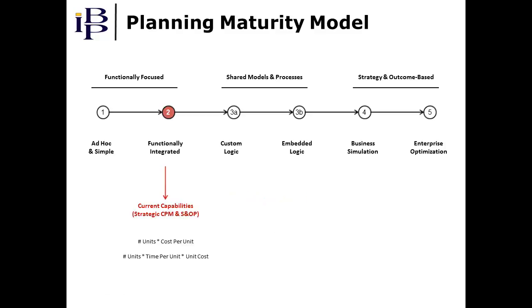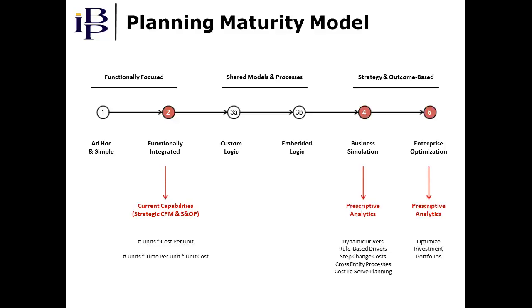The second stage represents the type of models that manufacturers use to support simple forms of integrated planning. They are also the level of maturity supported by most strategic corporate performance management and sales and operations planning tools. At the other end of the spectrum are prescriptive analytics. These are highly sophisticated models that can support some of the most sophisticated scenario planning. From a modeling perspective, these tools have been around for many years. What's new is that they are now embedded in applications that support both financial and operational planning and performance management.